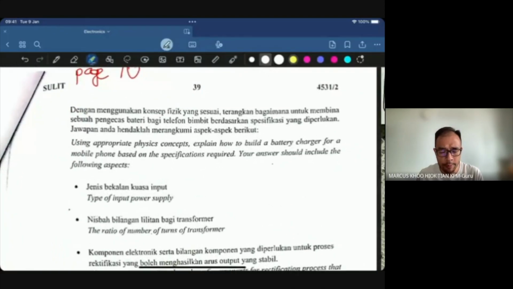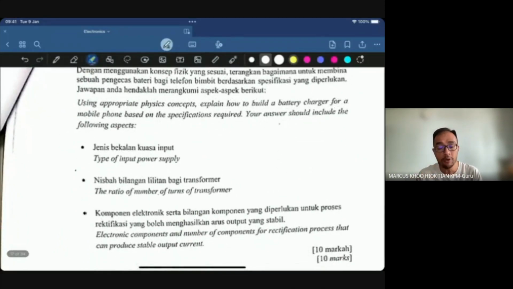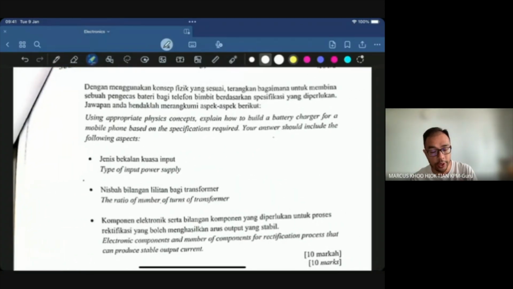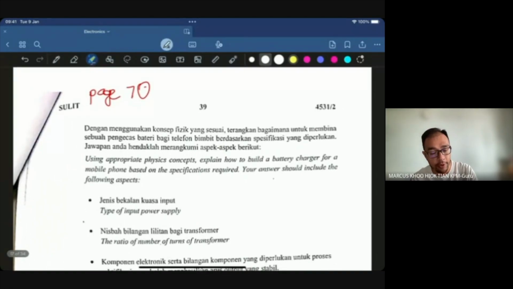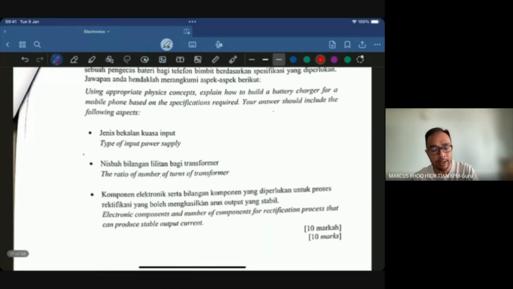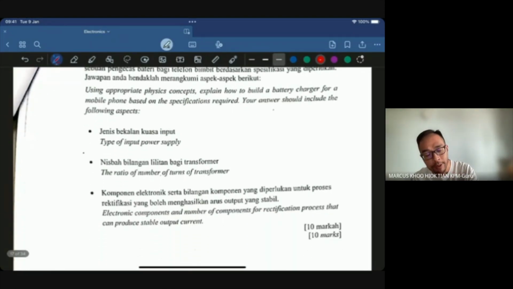Using the appropriate physics concepts, explain how to build a battery charger for a mobile phone based on the specifications required. Your answer should include the following aspects. If you have the black book, the answer is on page 70. Otherwise, let's talk about the answer. So the input power supply should be an alternating current power supply.